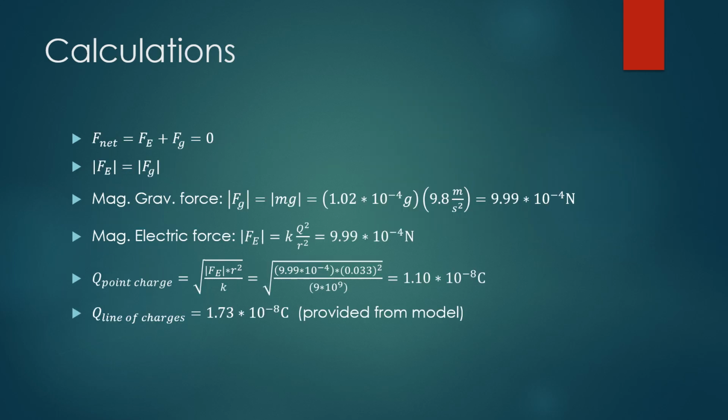And here are my calculations showing my net force equation, my equivalence of electric force, the magnitude of electric force being equivalent to the magnitude of gravitational force, how I calculated the magnitude of gravitational force and set that equivalent, and then how I manipulated the Coulomb's law equation to provide the point charge system, which will be useful in our following discussion, of 1.1 times 10 to the negative 8th coulomb, and then showing my line charge for the top tape just as a comparison right there, 1.73 times 10 to the negative 8th coulomb, which was calculated by my model.